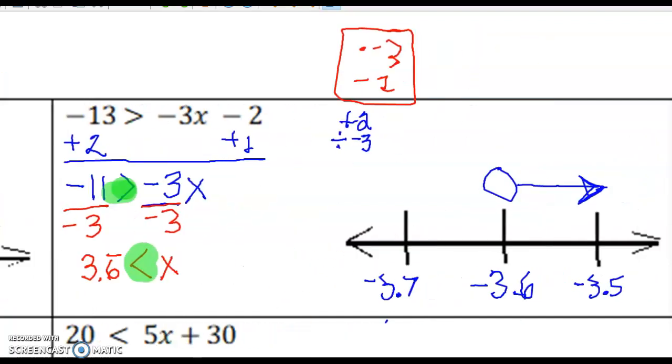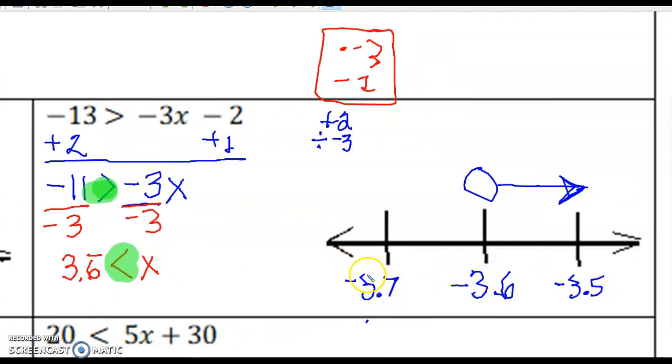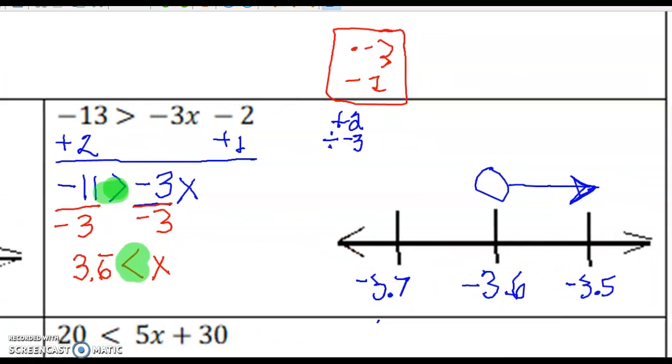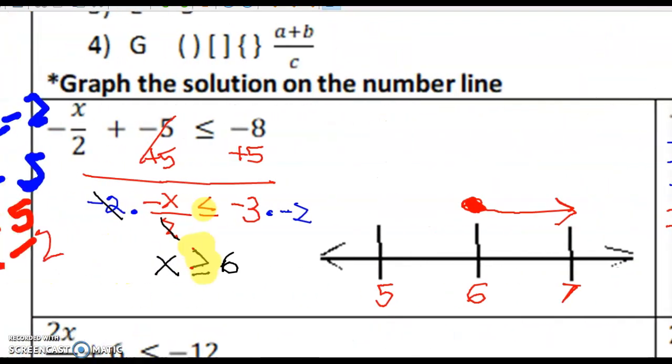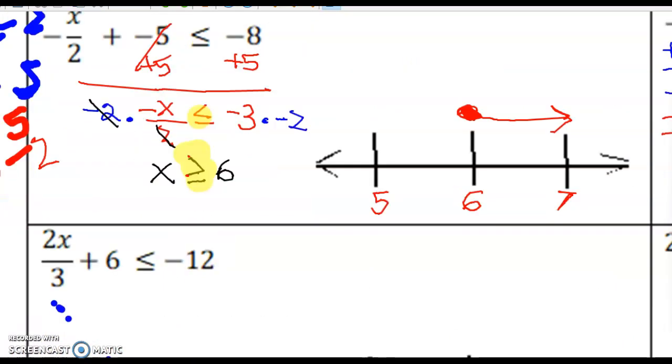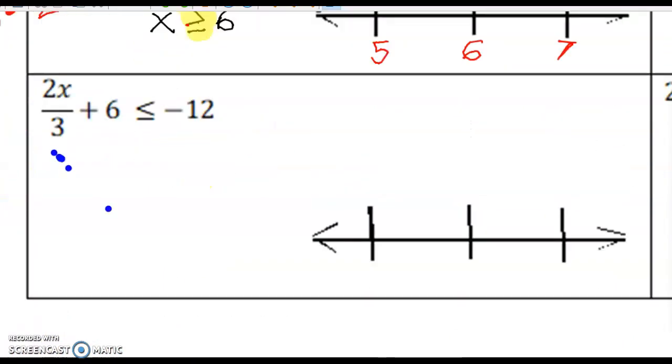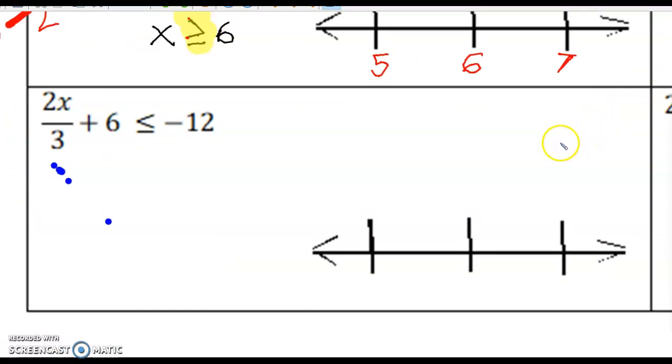All right, if you have different numbers down here too, that's okay. If you put -4 here and -3 here, that's okay as long as they're on the right place in the number line, but yours might have been a little different since we got a decimal. All right, let's check out this one. 2x divided by 3 plus 6. So what's my journey of x?